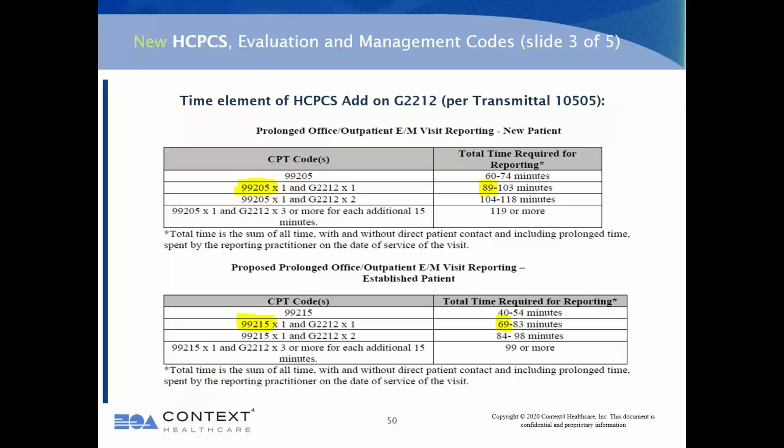So going back to our earlier example from slide 10, and using the same primary procedure, 99215, we know this code's assigned time interval is 40 to 54 minutes. CMS prolonged time here only applies at minute 69. So only once a provider spends 69 minutes on that Medicare established patient can you bill 99215 plus 1 unit HCPCS G2212. And only upon that 84th minute can you bill 99215 plus 2 units G2212 in 2021.